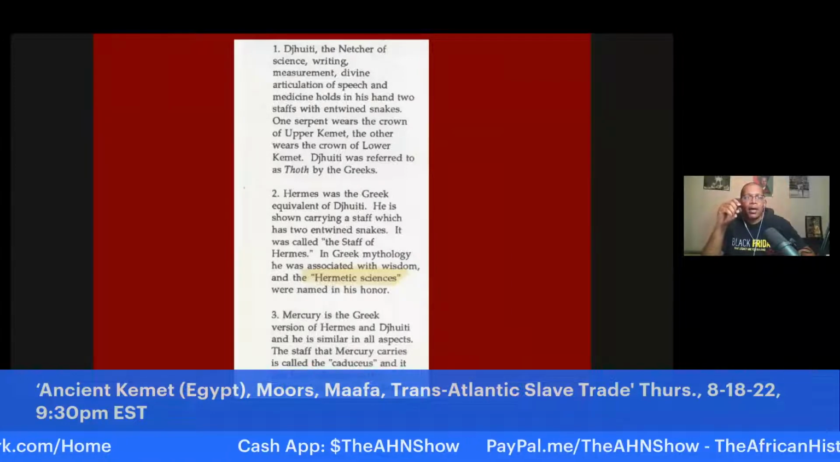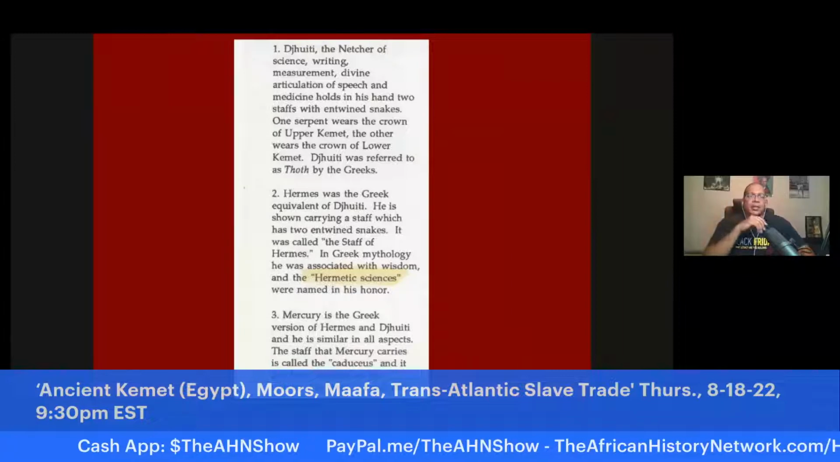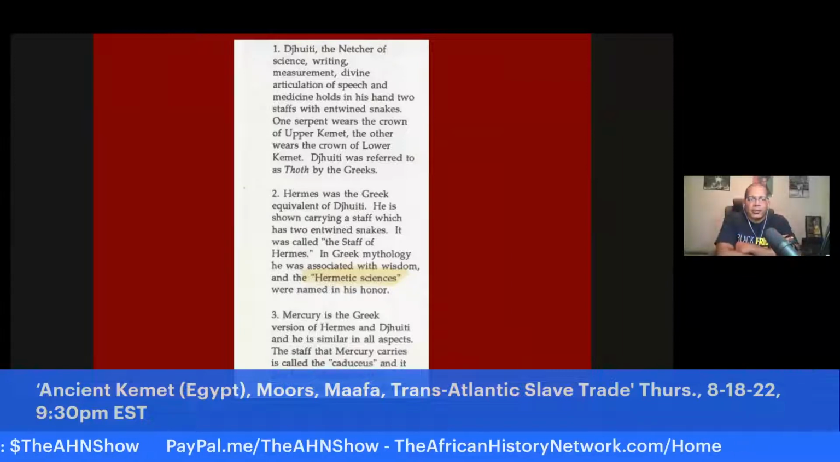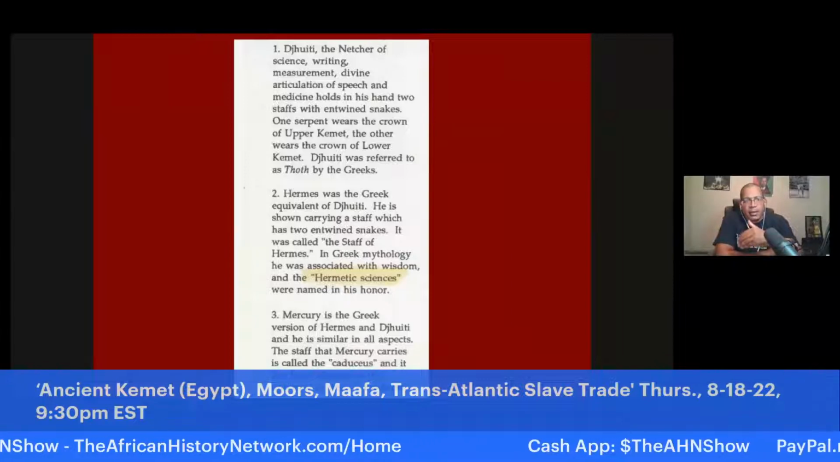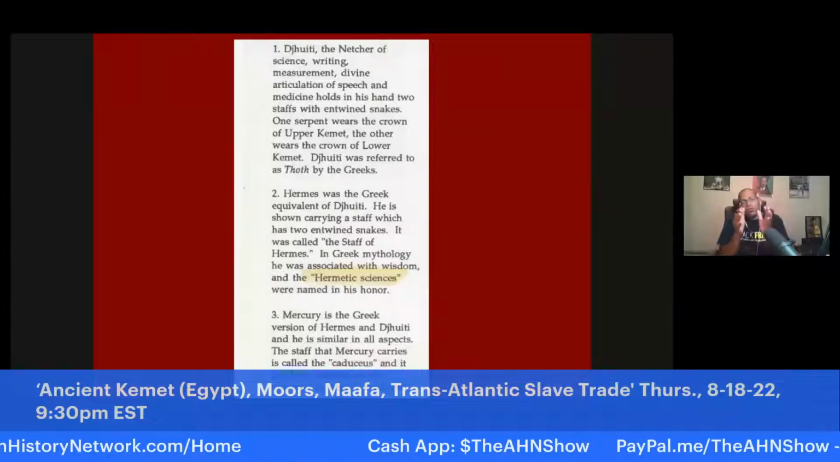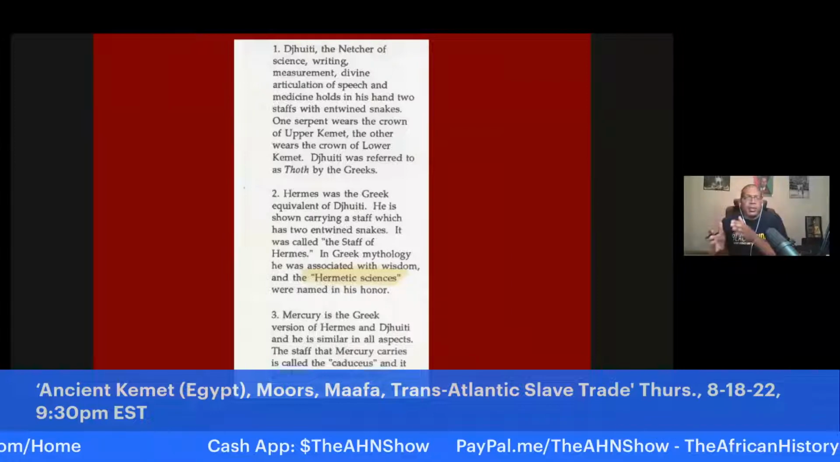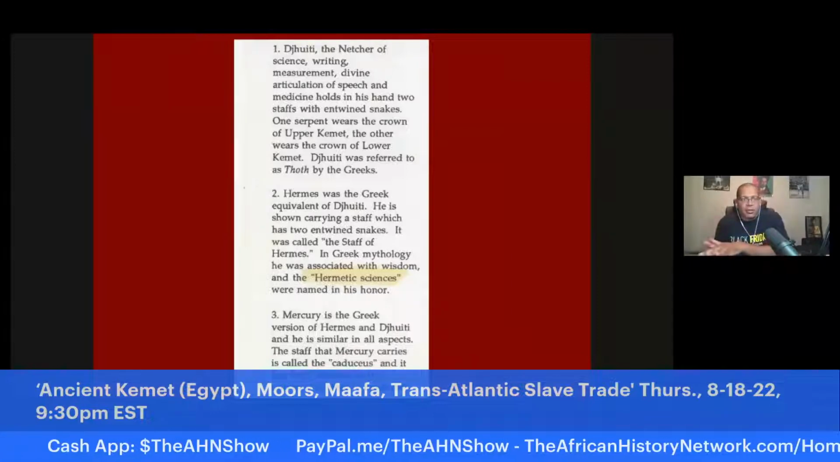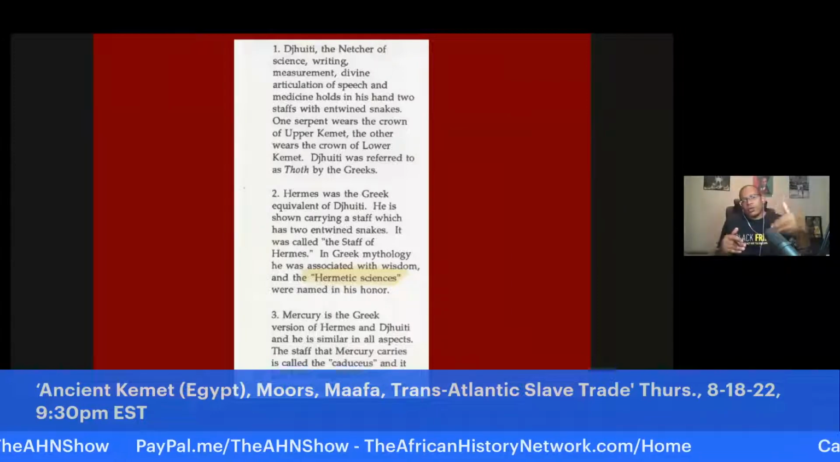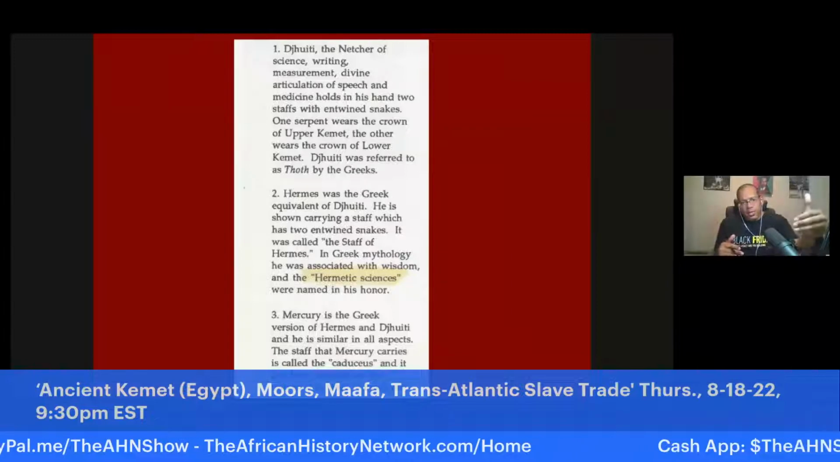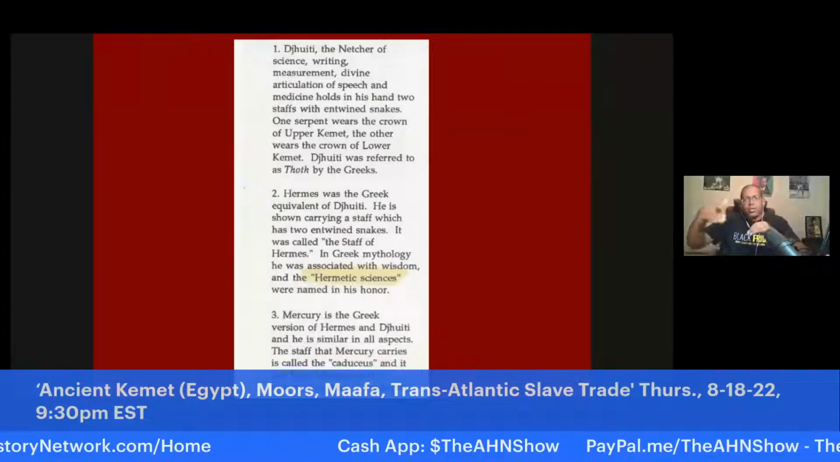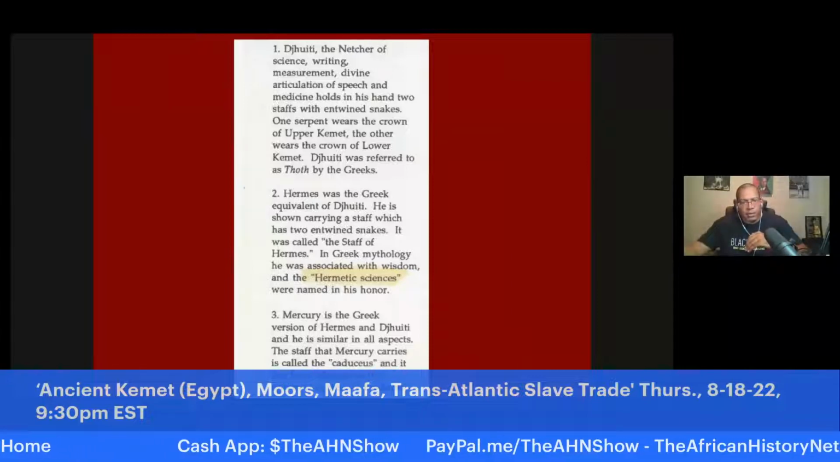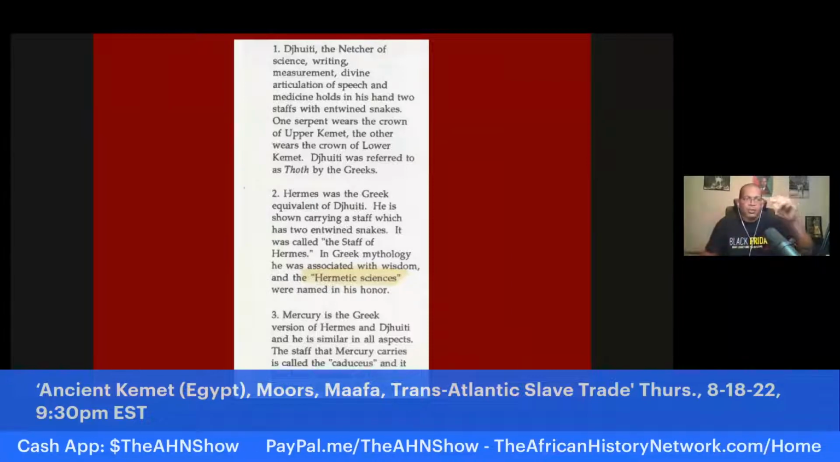In Greek mythology, he was associated with wisdom, and the Hermetic sciences were named in his honor. But also, when you look at Freemasonry, the books of Hermes, also referred to as Hermes Trismegistus, Hermes thrice great, are essential knowledge to those that practice Freemasonry or the Freemasons. Now, number three, you have Mercury.